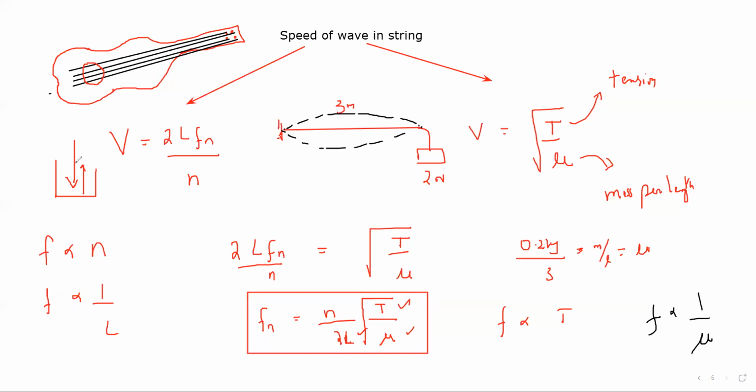Is it clear, this topic about the standing wave in a string, the pipes, and the derivation which relates the frequency, tension, and the mass per unit length? Any doubt in this?